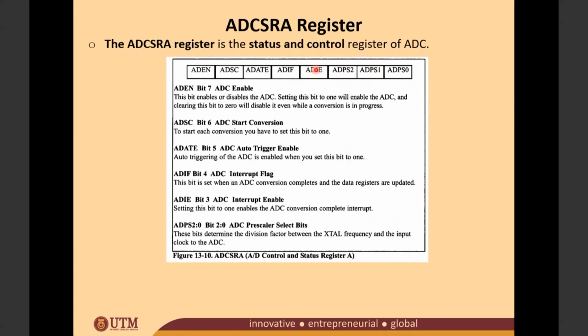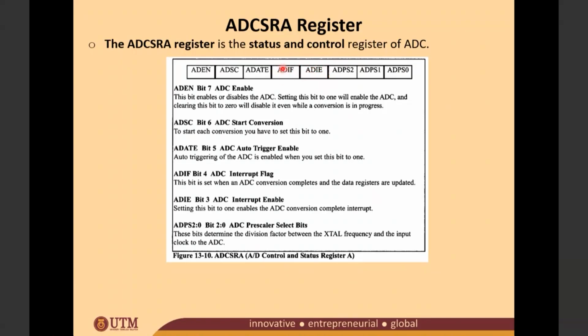It means that if you're going to do analog to digital conversion by using the interrupt method, you need to enable this bit here, ADIE. If you do not enable this bit, what happens? Your analog to digital conversion will only use a polling method. If you want to use the interrupt method, make sure you enable this. Then this bit here, ADIF, bit number 4, is for the ADC interrupt flag.